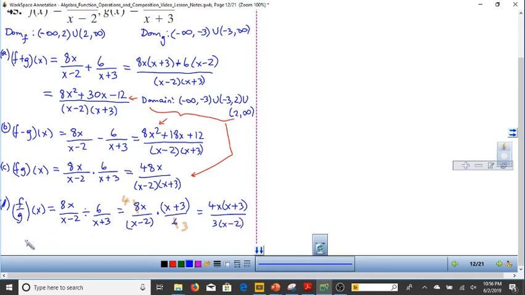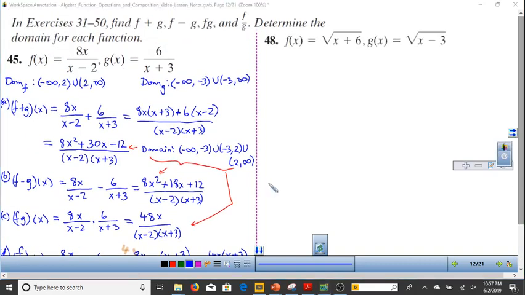Now the domain has to be exactly the same as before, because we still have to use the domain restrictions, and there was no additional restriction that was introduced. There's no additional number that causes the denominator to be equal to 0. So every combination that we did for this example has the very same domain. Let's go on to our next example.